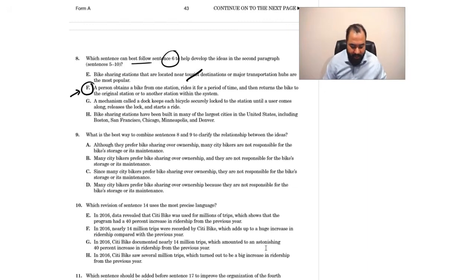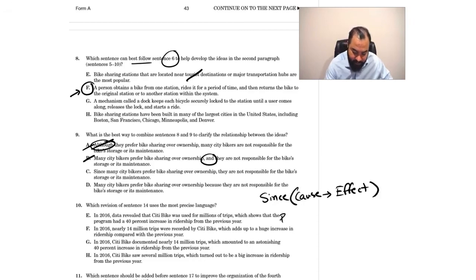So now let's see. First it says, although they prefer bike share, not the word although. We're going to use since or because, right, for cause and effect. Then, many city bikers prefer ownership, comma, and. The word and simply means adding on, right? You're adding two sentences, no other relationship. So it's not A or B. It's either C or D. So when you use these, guys, you have to be careful about it. When you use the word since, we state the cause first and then the effect.